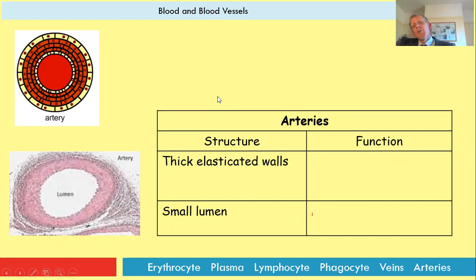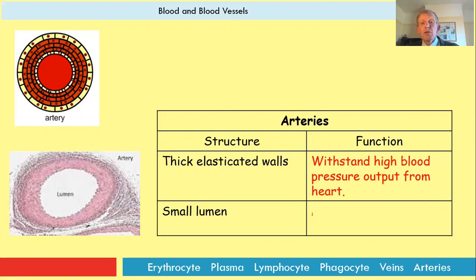Welcome back, guys. Well done for having a go at that. We'll quickly go through the answers now. Okay, so the thick elasticated walls are to withstand the high blood pressure that is being sent out by the heart. So as the heart pumps, it produces a massive amount of pressure. And if our arteries didn't have these thick elasticated walls, they would rupture very, very quickly. So it's to withstand that high pressure. And they have a small lumen to maintain that high pressure, and that enables the blood to get all the way around our body.